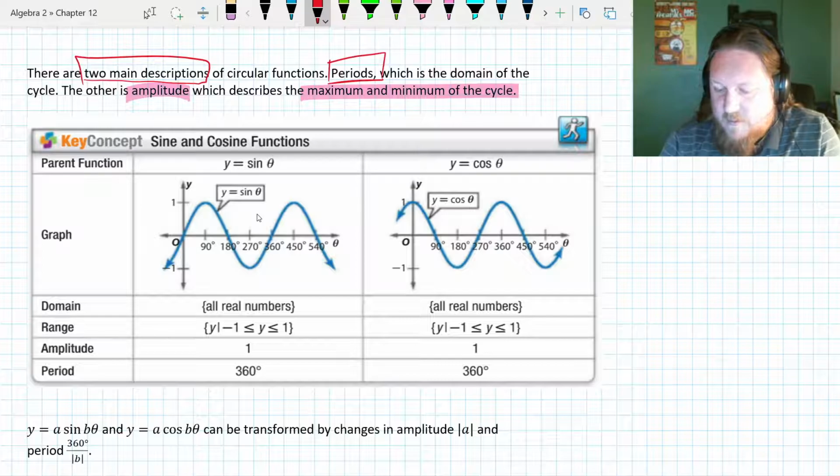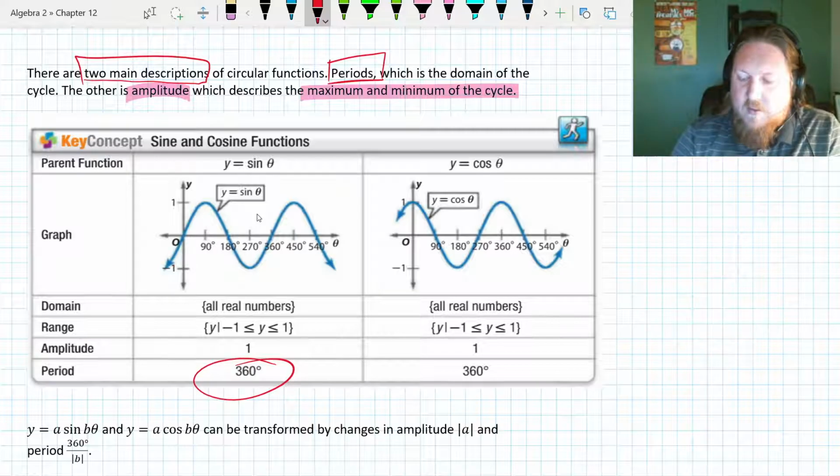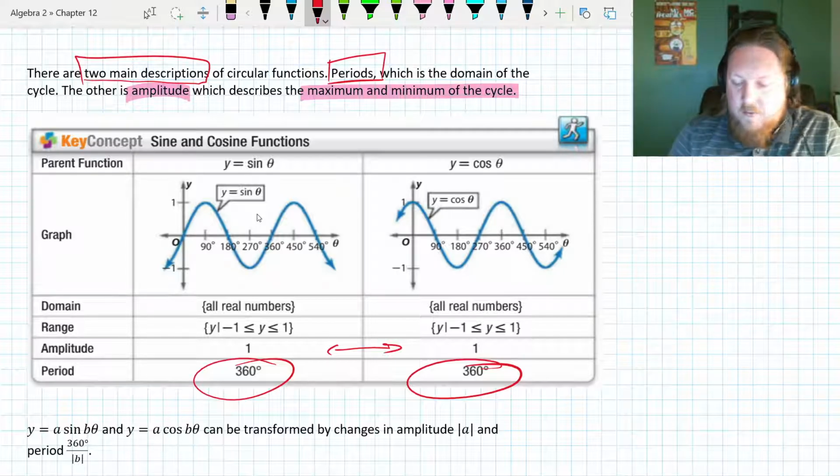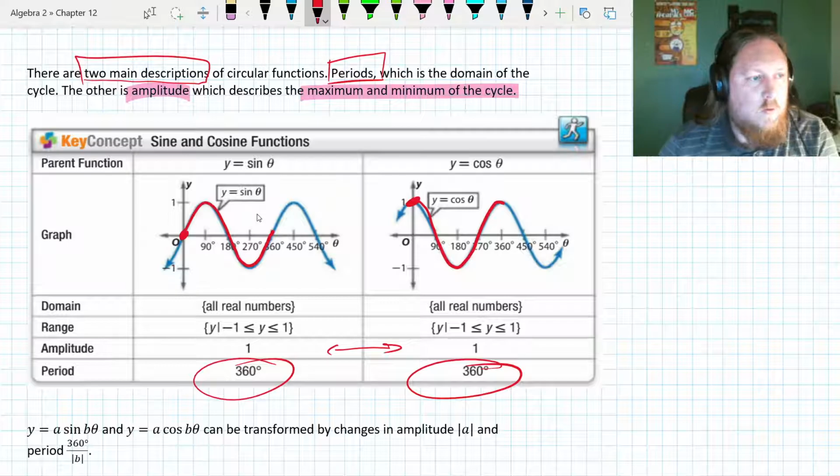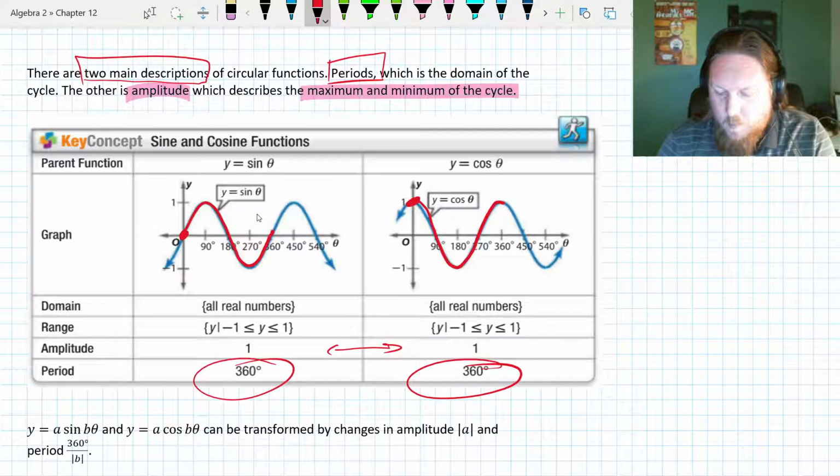Just like yesterday, you may have noticed that the sine function has a period of 360 degrees. Same for cosine. They both have an amplitude of 1. The domain is all real numbers. A big thing here is how you can tell them apart: the sine function starts at the origin, and the cosine function starts at the maximum for their periods. So that's what we're going to work with.